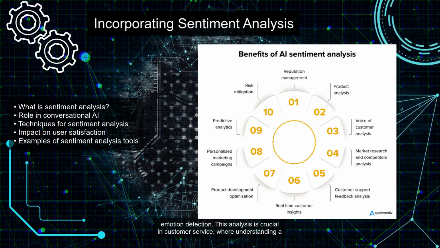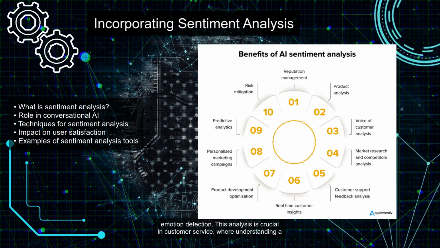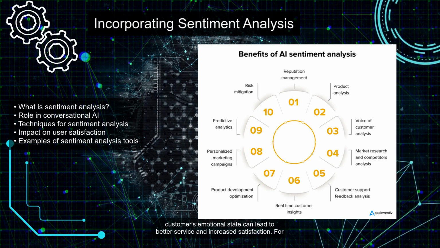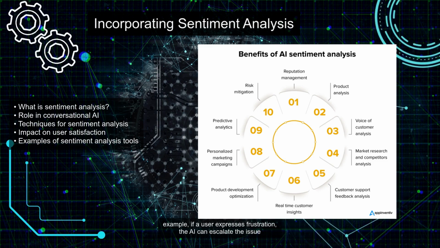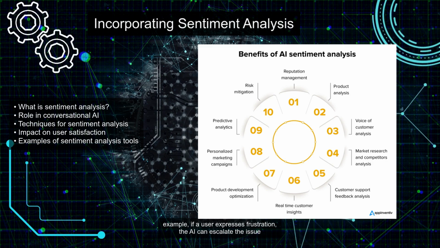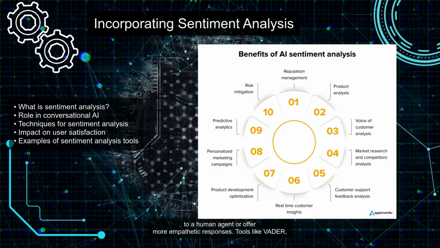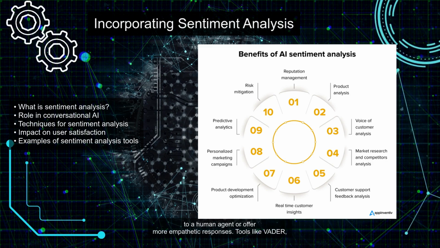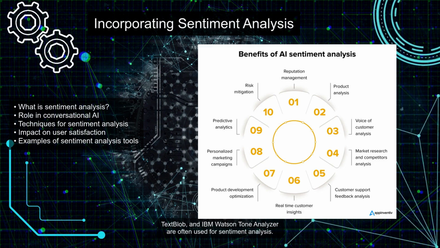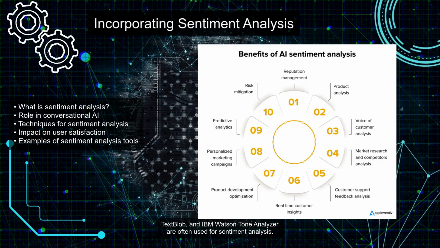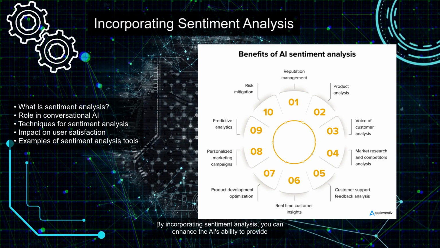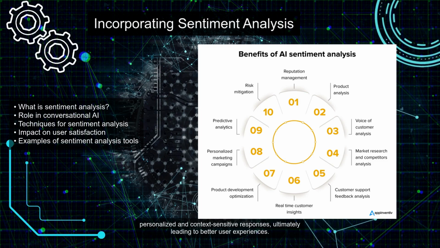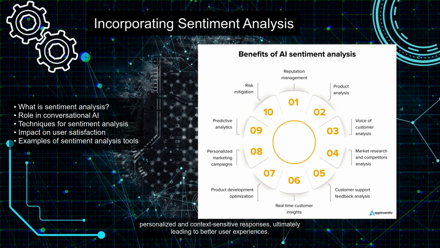This analysis is crucial in customer service, where understanding a customer's emotional state can lead to better service and increased satisfaction. For example, if a user expresses frustration, the AI can escalate the issue to a human agent or offer more empathetic responses. Tools like VADER, TextBlob, and IBM Watson Tone Analyzer are often used for sentiment analysis. By incorporating sentiment analysis, you can enhance the AI's ability to provide personalized and context-sensitive responses, ultimately leading to better user experiences.